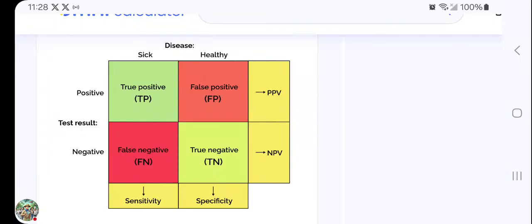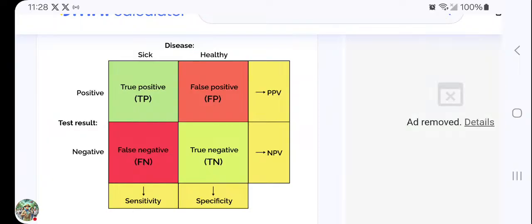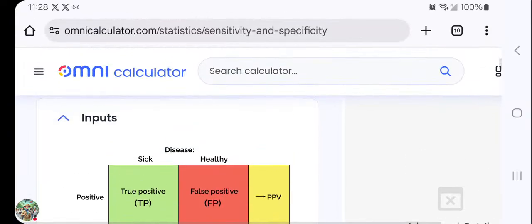And now talk about the NPV. NPV equals true negative over true negative plus false negative, right? So let's talk about prevalence, PPV, NPV. So are we clear about that? Okay.